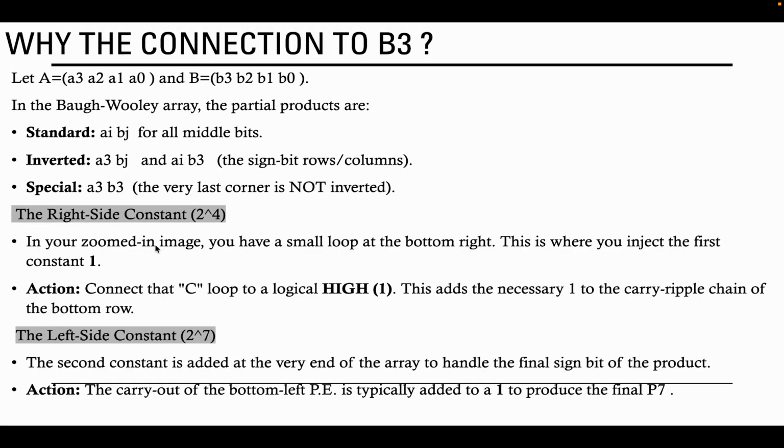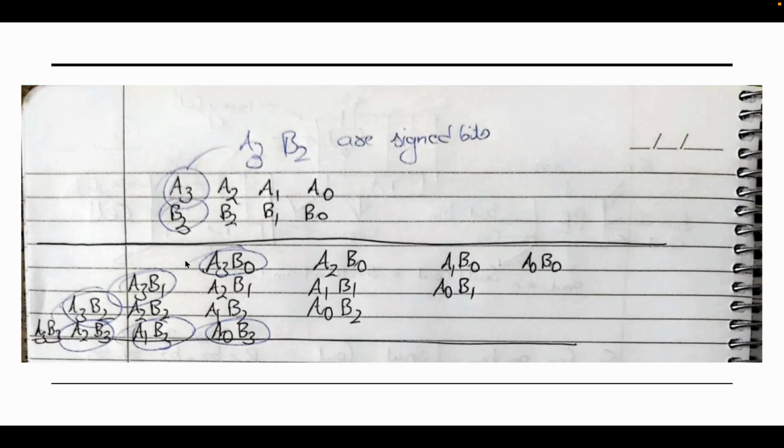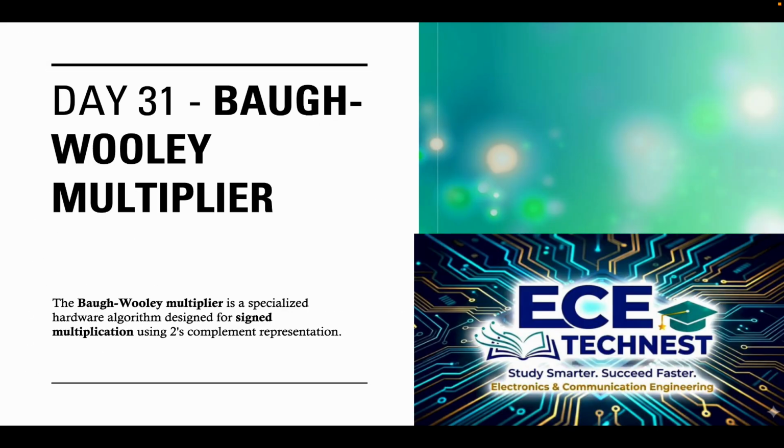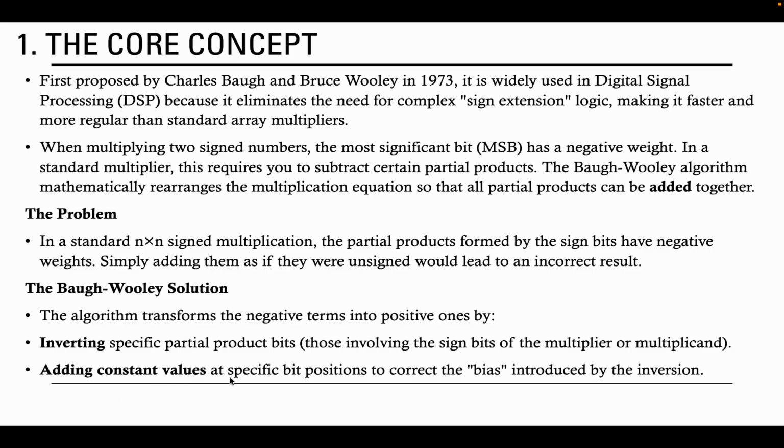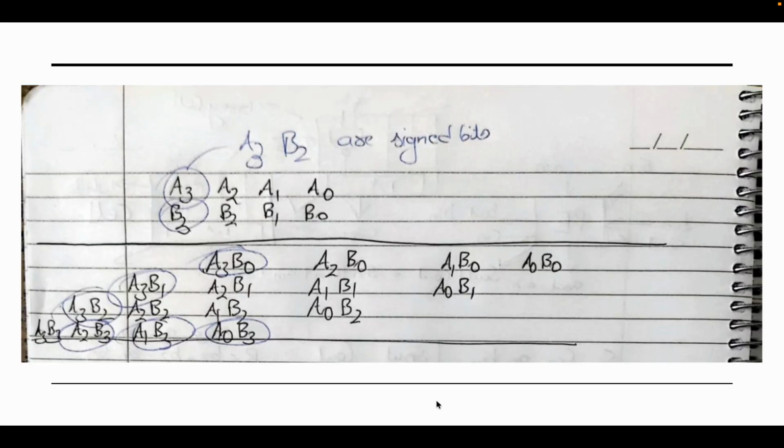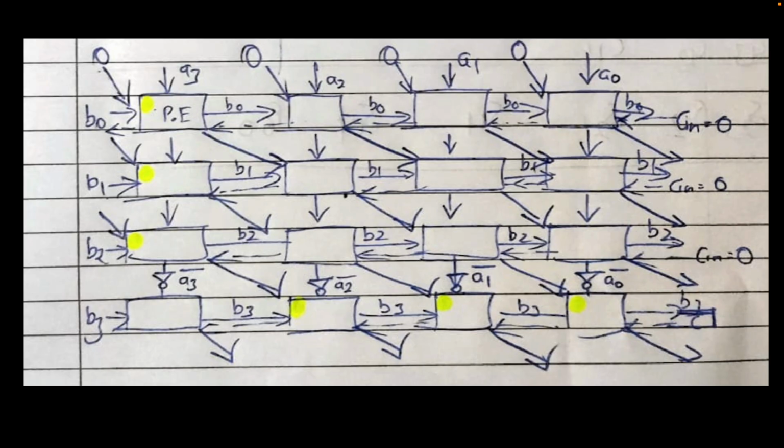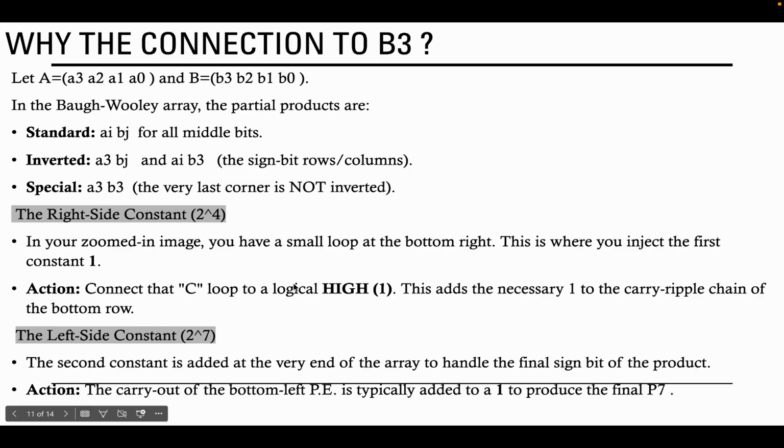So, where do we need to give the constant? In the first slide, I mentioned that we'll be using a constant, right? Adding constant values at specific bit positions to correct the bias introduced by the inversion. Whenever we are doing this Baugh multiplication, while this inversion process is taking place, we introduce a bias. See, here only you can observe. Here, this A3 bar was not actually needed, but we have done it because we have given all the inputs in the same way. So to avoid these bias conditions, we need to give constants.